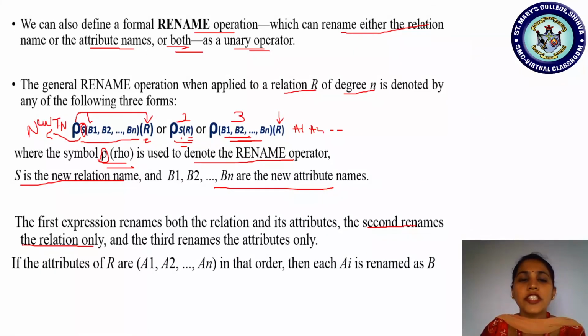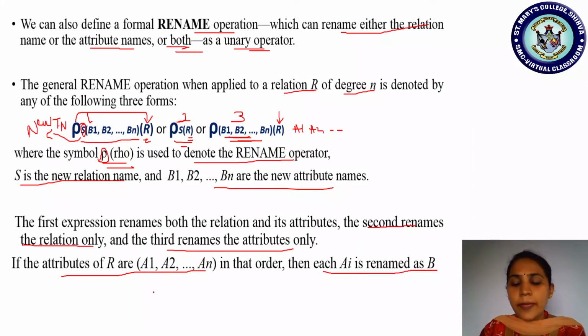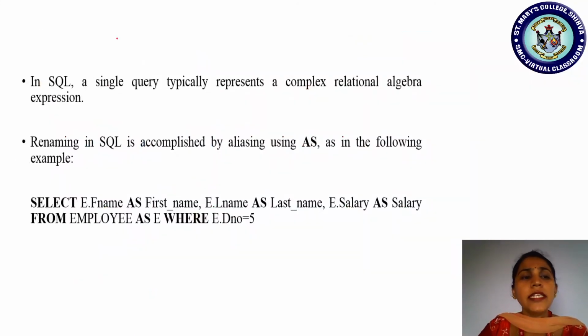Here only the relation name is renamed, and the third renames attributes only. So here only attribute names are changed. If the attributes of R are the original attribute names in that order, then A_i will be renamed as B1, B2, B3, like that. Okay, fine. In SQL, a single query typically represents a complex relational algebra expression. So renaming in SQL is accomplished by aliasing using AS.